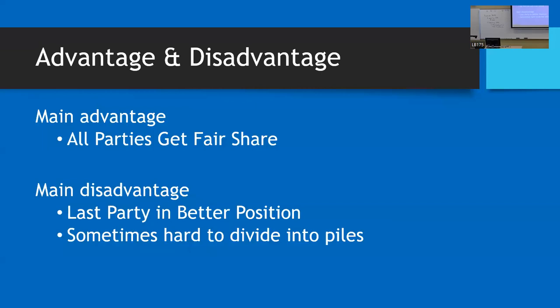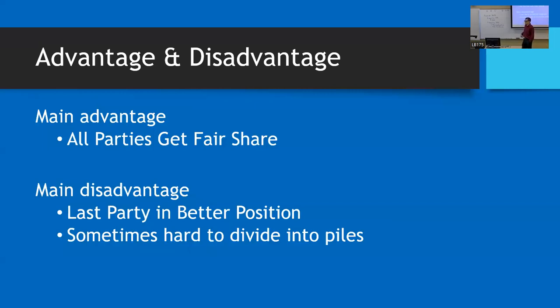All right. So in all of these divider chooser methods, there is a positional advantage. It's better to be the chooser. Or in the last diminisher method, it's better to be the last person in line who gets to choose. All right. So while the benefit of all these divider chooser methods is that they guarantee a fair share, the drawback is that sometimes position matters. And so people can argue about position, and that's never a good thing to have.